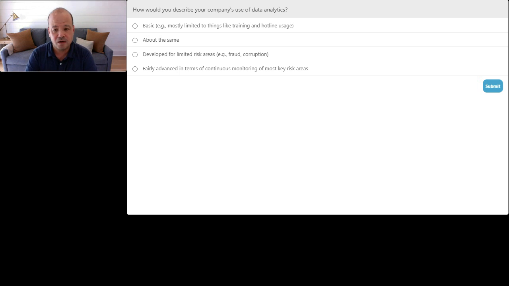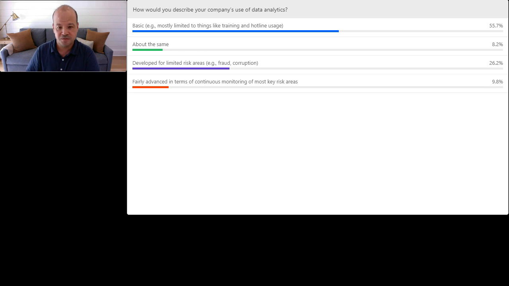So let's see where we are on the polling results in terms of where people are in their data analytics journey. It looks like we've got a lot of people in today's session that are more in the early stages. Just a little over half are saying, "we're just doing some basic stuff," really focused on analytics and on some of our program processes. And a few people have some areas in fraud and corruption. So that gives a sense of who's in the room, and that's really helpful. With that, Andrew, I'll turn it over to you. Thanks.